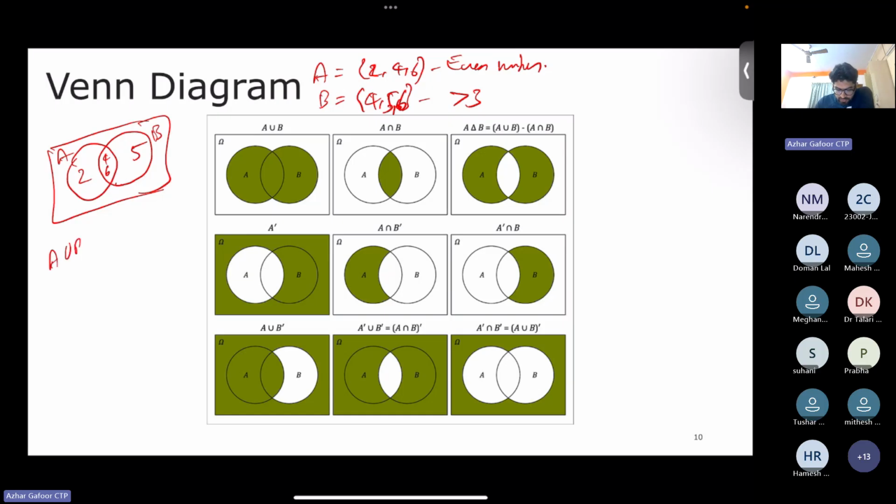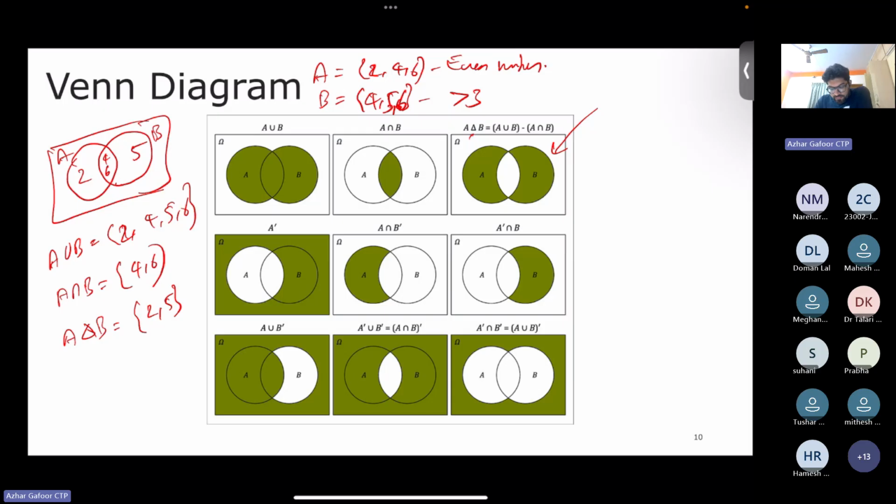So A union B will have 2, 4, 5, 6. Then A intersection B will have 4 and 6. Now I don't know what this is actually called, maybe difference or something. So this is A union B minus A intersection B. So that will have the elements 2 and 5, because the common elements are not present in this configuration.